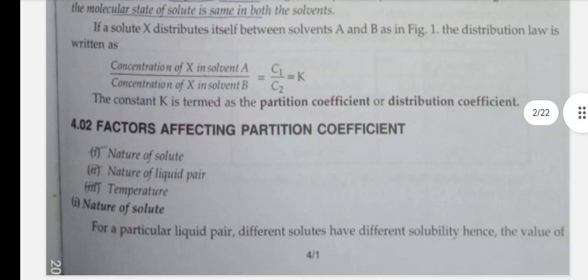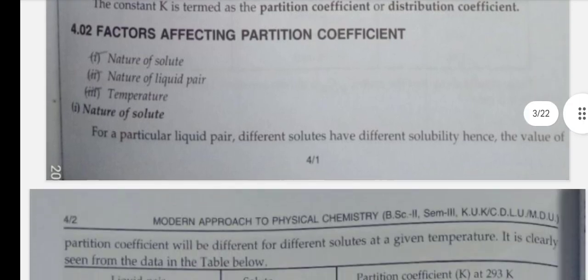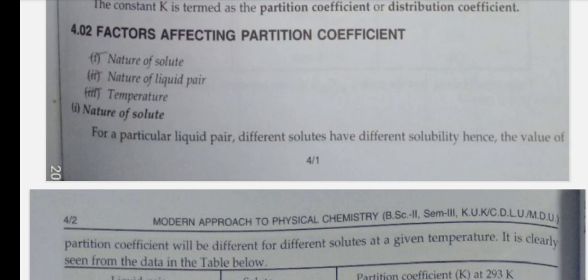If a solute X distributes itself between solvents A and B as in figure 1, the distribution law is written as: concentration of X in solvent A upon concentration of X in solvent B is equal to C1 upon C2, which equals K. The constant K is termed as the partition coefficient or distribution coefficient. Factors affecting partition coefficient: nature of solute, nature of liquid pair, temperature.